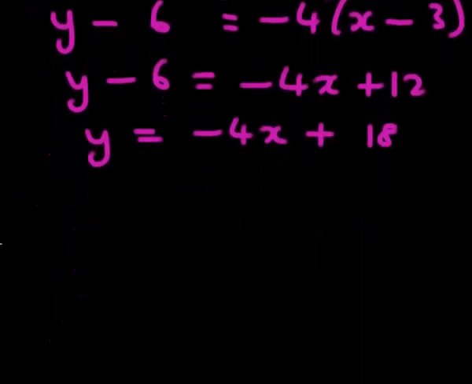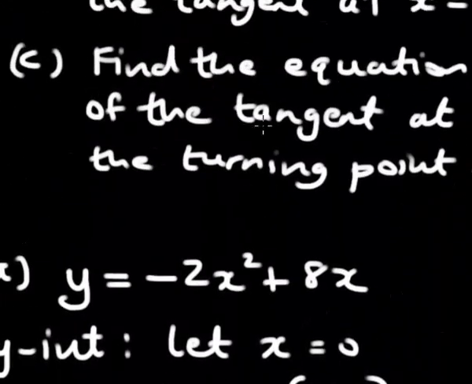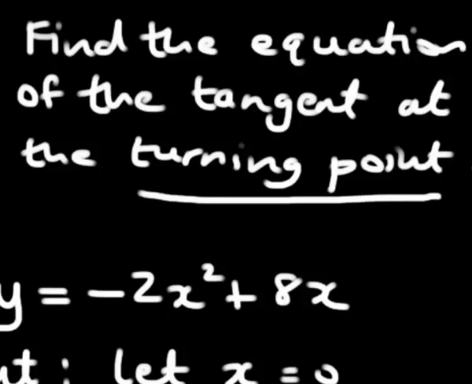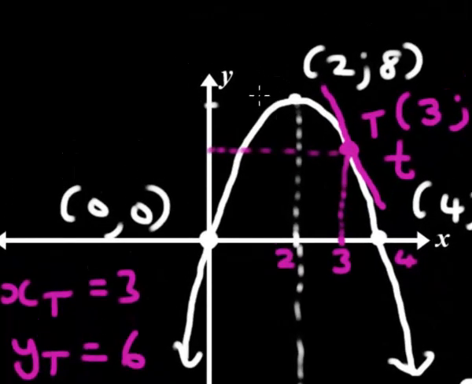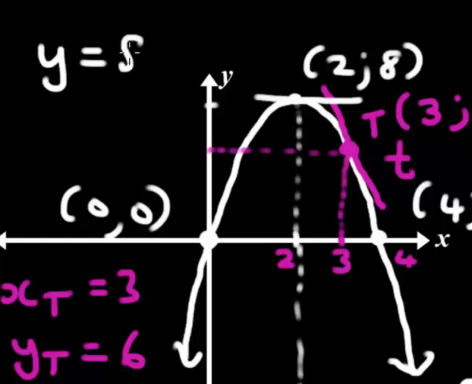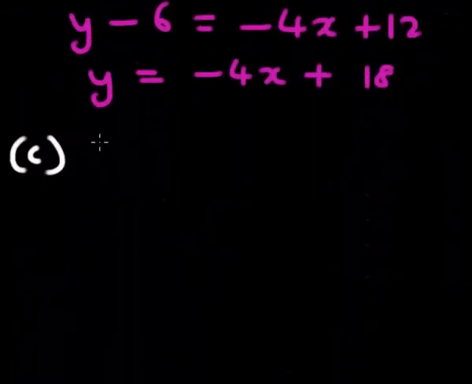Okay, now the last question, number C, says determine the equation of the tangent at the turning point. Have a look at this. Well, that's easy if you think about it. Let's go up to the curve here. At the turning point, look at that. There's the tangent. The gradient is 0. That tangent line is y equals 8. That's the equation of the tangent there. At the turning point, it's a horizontal line, and its equation is y equals 8. So that's the equation of the tangent at the turning point.